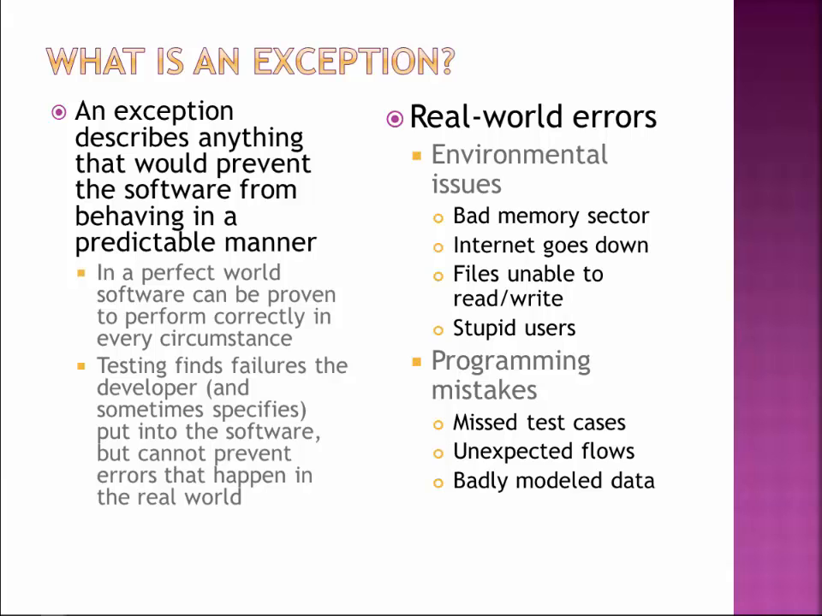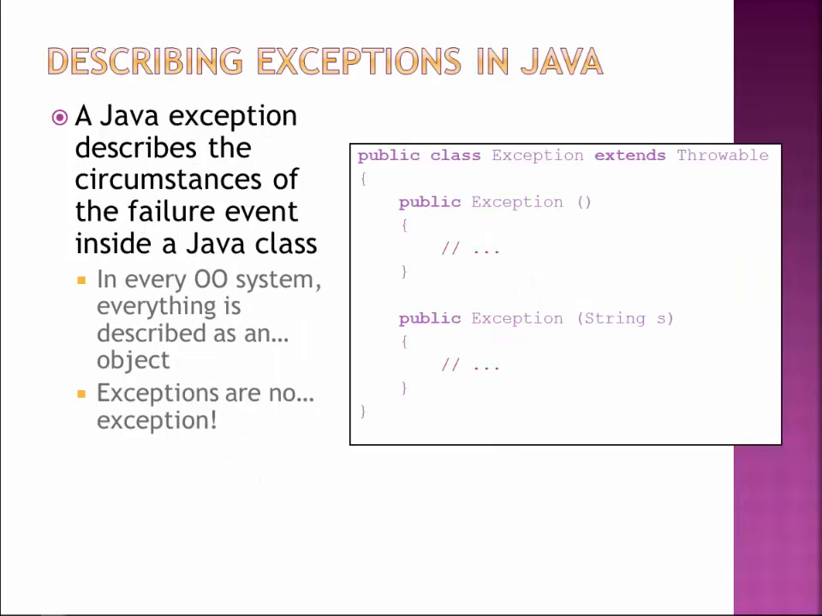And to be fair, we can throw in programmer mistakes too. We forgot to do a test case. We had some flow we didn't expect to even be part of the test case, or we just modeled data badly and messed up. We should get those things in testing, but sometimes they do leak through. So the way we describe an exception in Java is using some class that's part of this exception hierarchy. There's actually a bigger hierarchy, the throwable hierarchy, but nobody talks about handling throwables. We talk about handling exceptions.